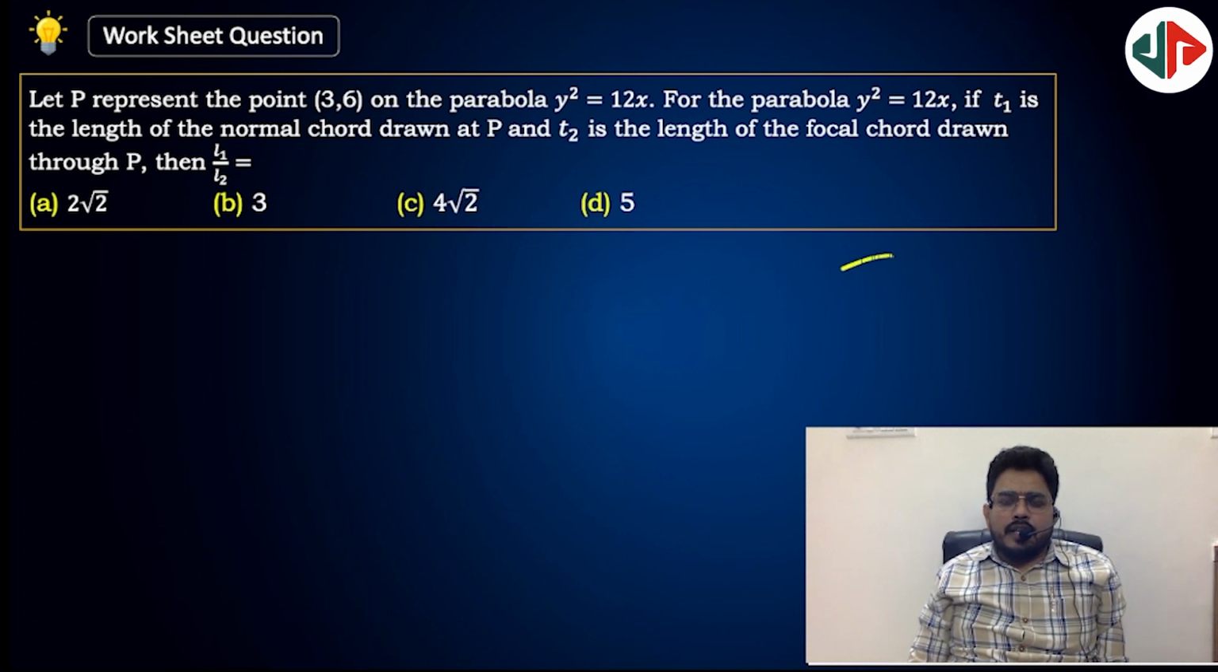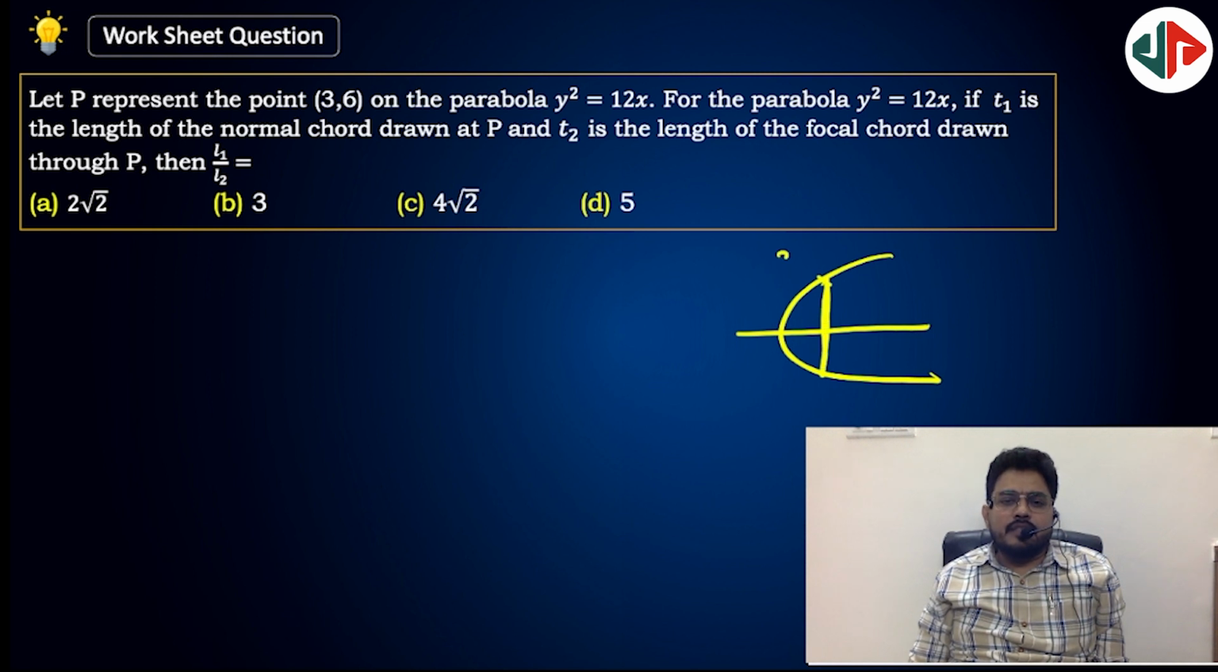P is a point on this one. If you clearly observe, this (3, 6) is the end point of the latus rectum, and t is equal to 1. Actually, this is L1 and this is L2. Now, the length of the latus rectum, 4a, is equal to 12.